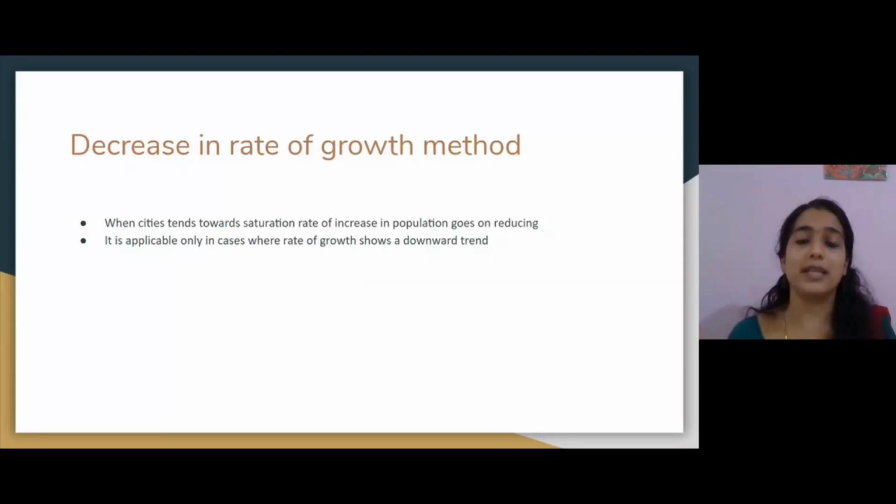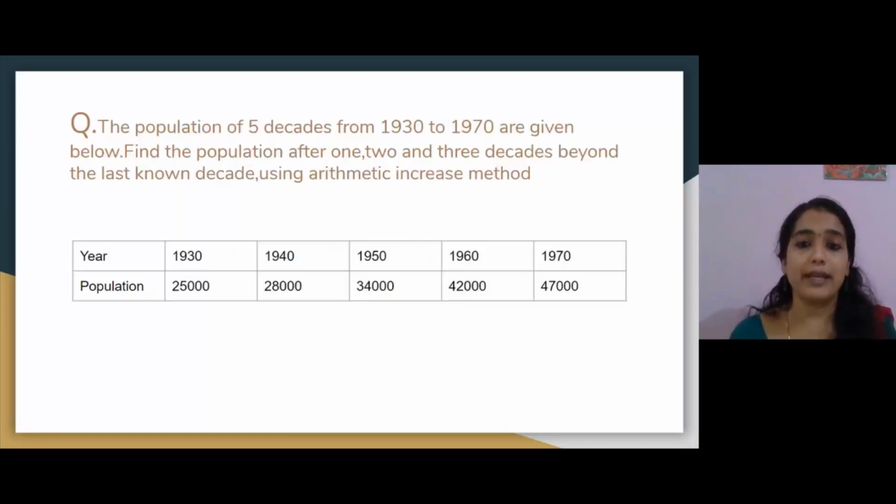We will see with an example, then you all will understand how to solve the problem. The same problem we are taking: the population of 5 decades from 1930 to 1970 are given below. Find the population after 1, 2 and 3 decades beyond the last known decade using the decrease in rate of growth method. We will see how to solve the problem.